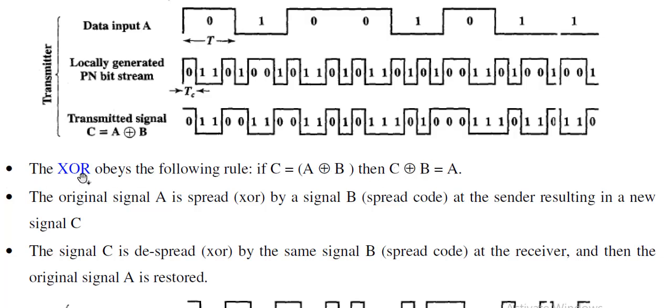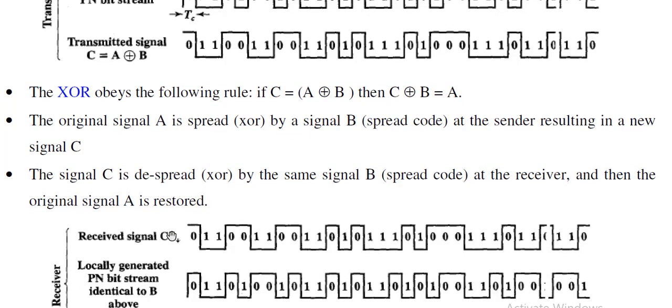So this is one of the rules or one of the properties for the exclusive OR. If we have the original signal A and we apply an exclusive OR with a pseudo-random signal B to get a new signal C, then at the receiver we will do the same thing, make another exclusive OR with the same random signal in order to extract back the original data.